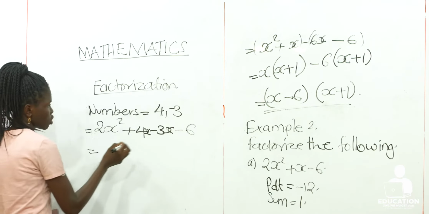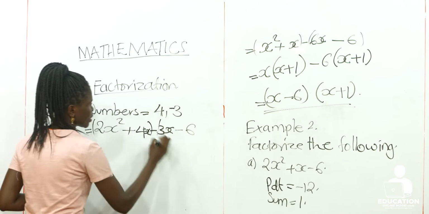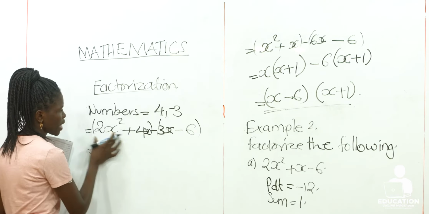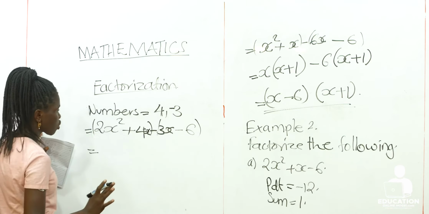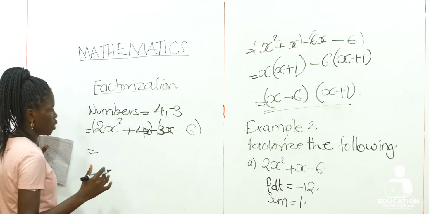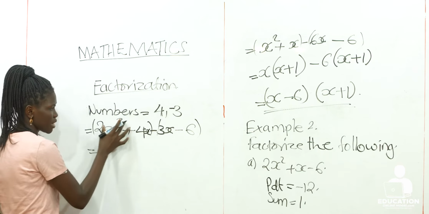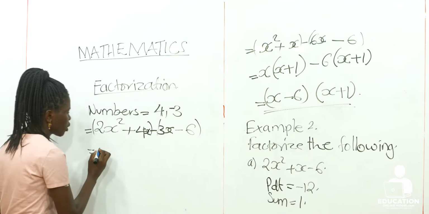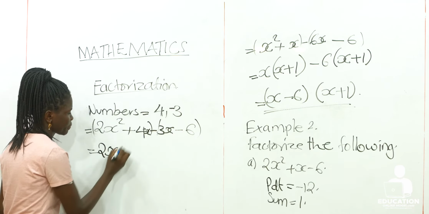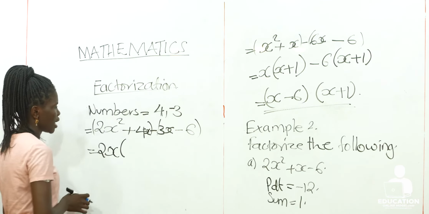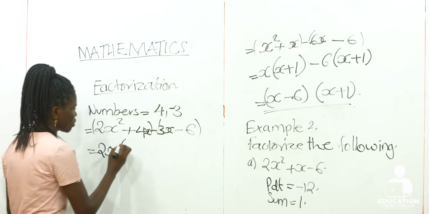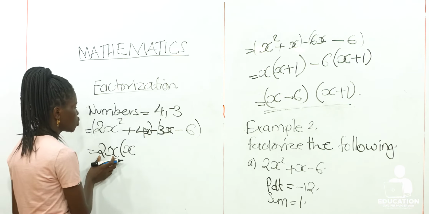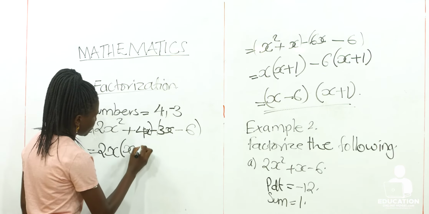So here we're going to regroup the two numbers. After regrouping the expression like this, we find what is common in each group and then we factor it out. In this case, when you look at 2x squared and 4x, 2x is common to both. So we pull out 2x. 2x squared divided by 2x, we shall be left with x. Then 4x divided by 2x, you'll be left with plus 2.